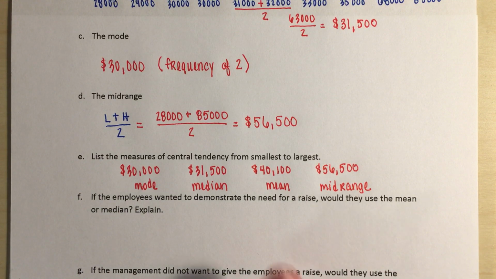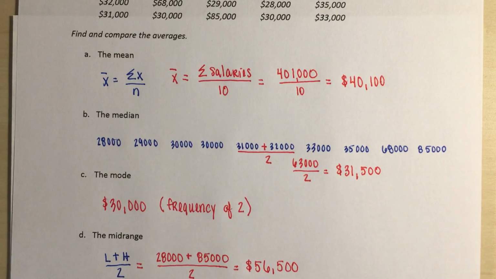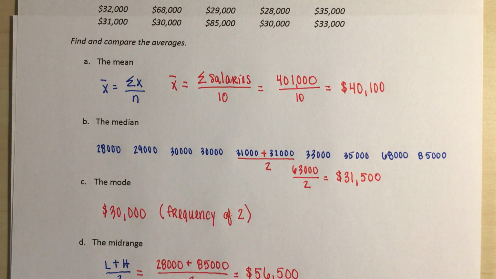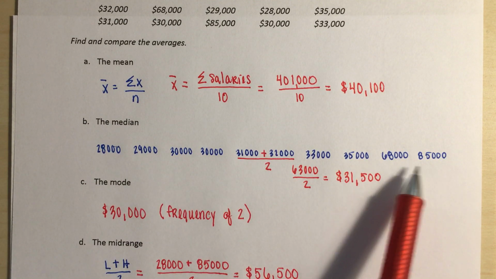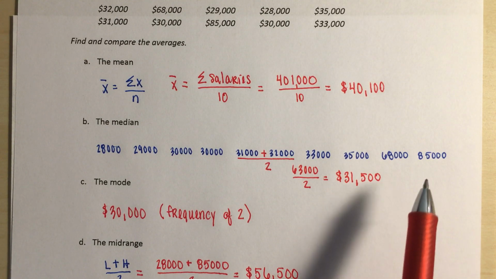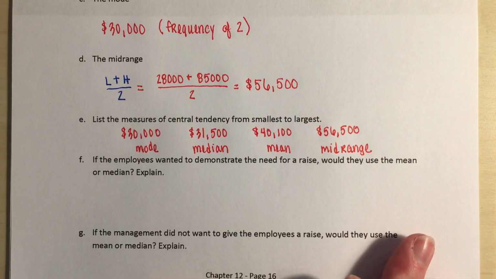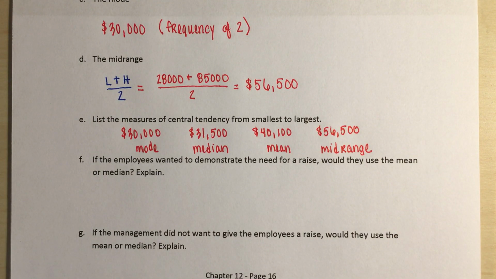So now, based on these values, if we look back at our data set, notice that a lot of our values are very similar except for these two large values that are over here on the end. And that's what makes the difference between these different values that we're looking at. Right? So for F, if the employees wanted to demonstrate the need for a raise, would they choose the mean or the median? And explain.